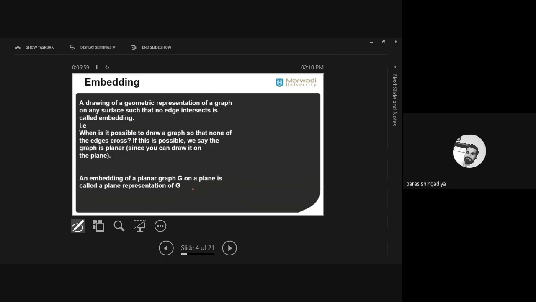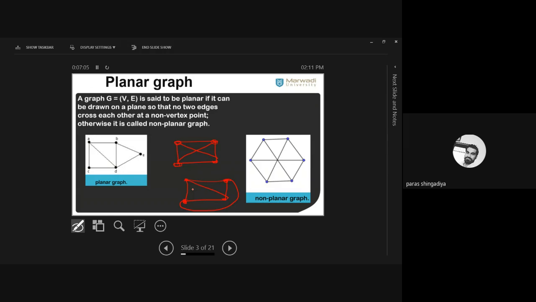You have to modify it so that we can remove the cross between the two edges, as we do it here in K4. That is the shape of K4. Now that is a non-planar situation here, and we apply the embedding to this graph to make it planar. So this procedure to make non-planar to planar is called embedding.